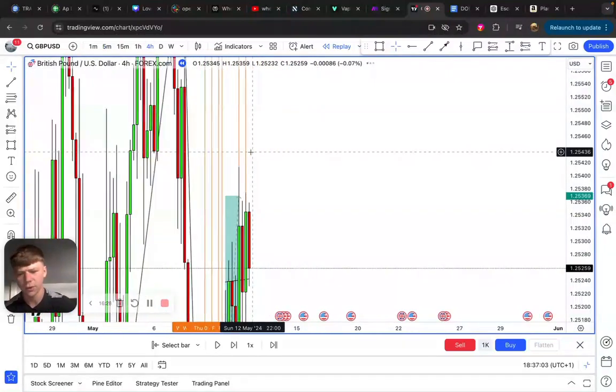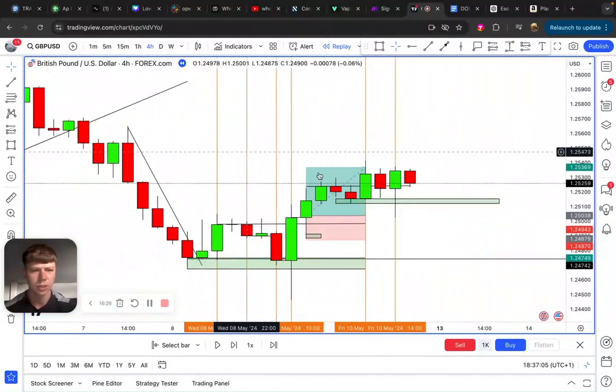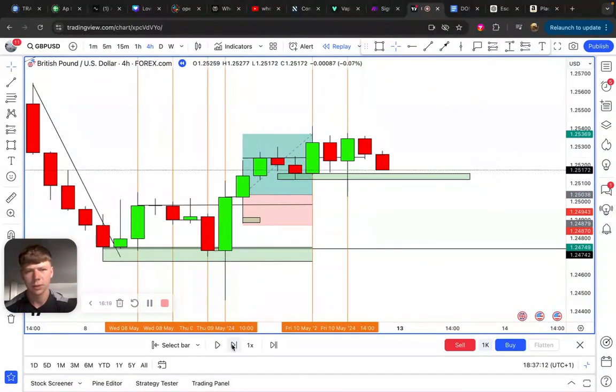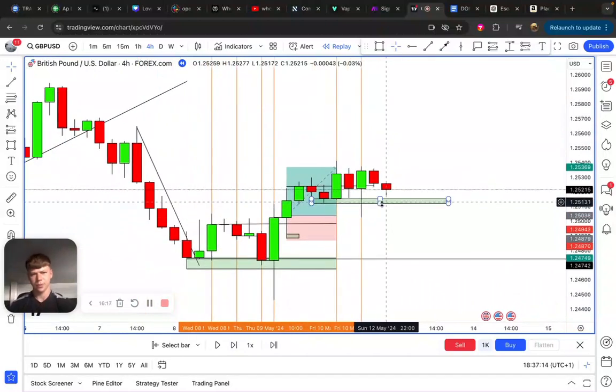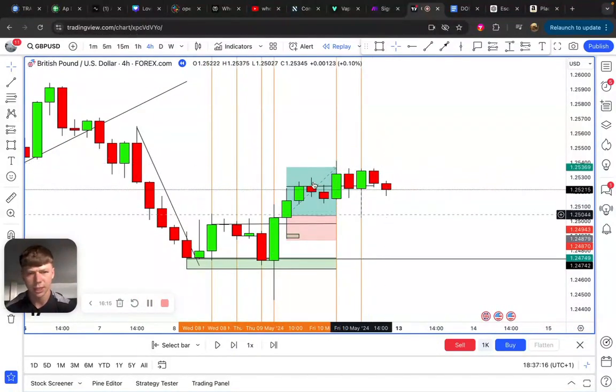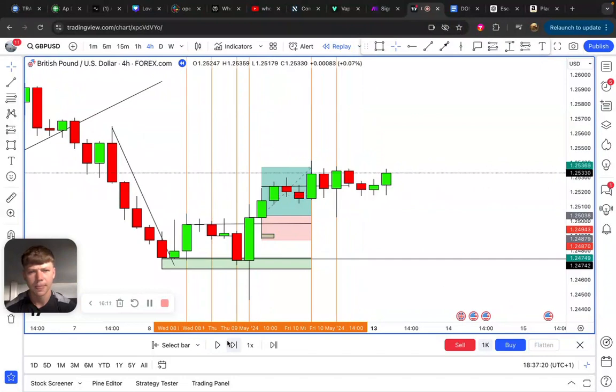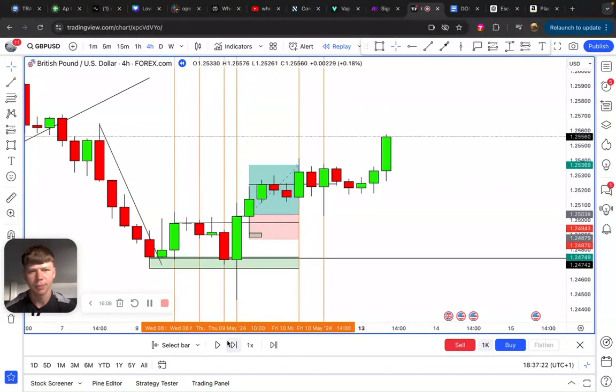So let's get on the 4H. Put our screens back right. So we're just consolidating. So that's your 10 o'clock candle. Right. Let me get rid of this. Don't like this. This is all consolidation. I want to see a break one way or the other. Don't like that. I want to see a clean break.